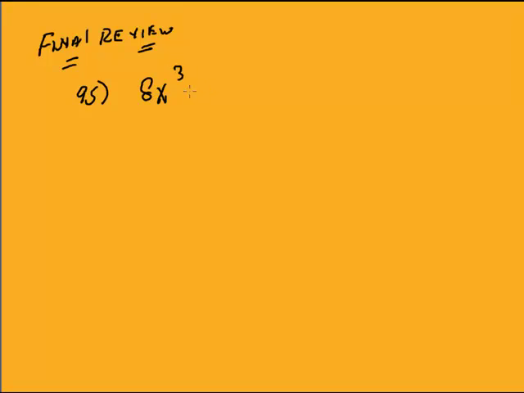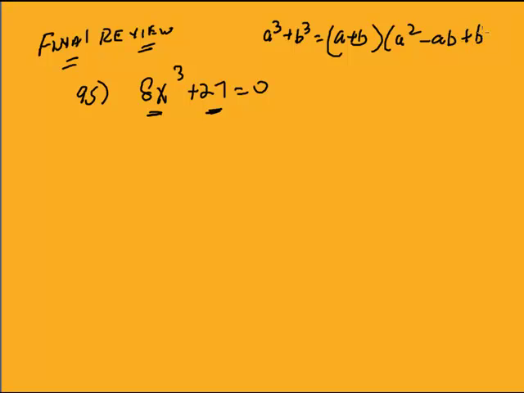x to the third plus 27 is equal to 0. And if you want to solve for this, you have to factor this, and that is the same thing as a sum of two cubes. If you remember, sum of two cubes, a cubed plus b cubed, factors to a plus b times a squared minus ab plus b squared.